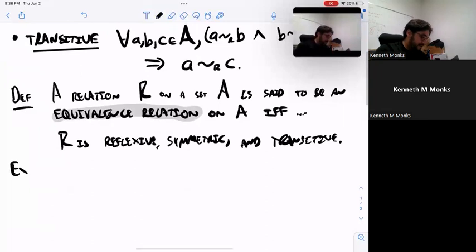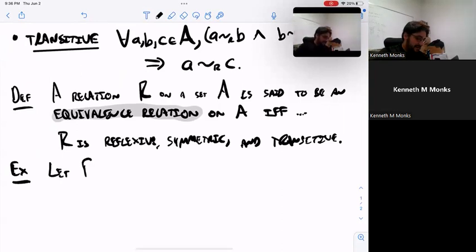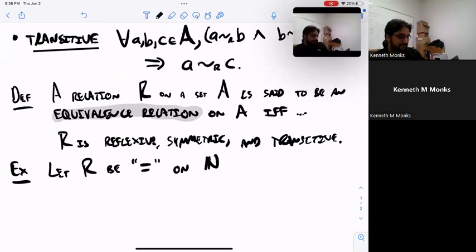So why is it called an equivalence relation? Well, because the most famous example of an equivalence relation is equals. So let R be the relation equality on basically any set you want. Let's say, how about the natural numbers, just for sake of picking one. So what can you say about this? Well, why is it reflexive? Well, every natural number is equal to itself, so it's reflexive.